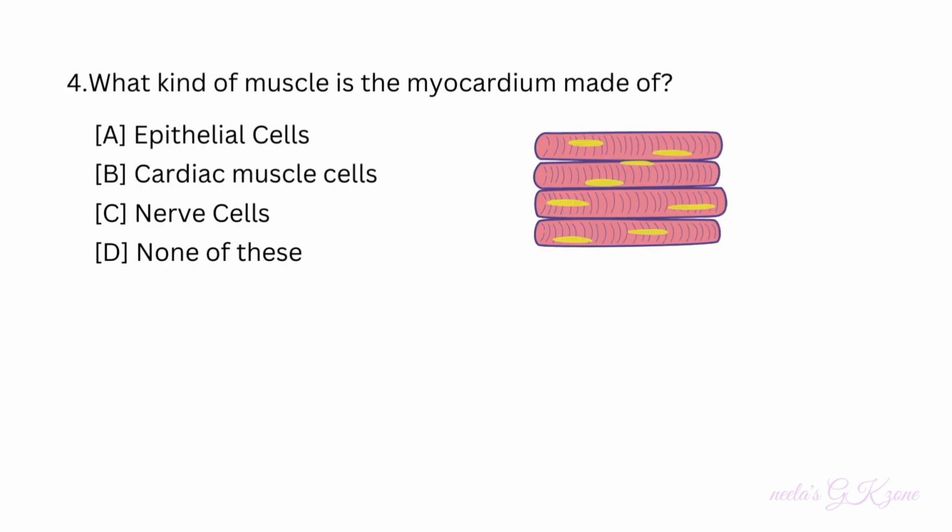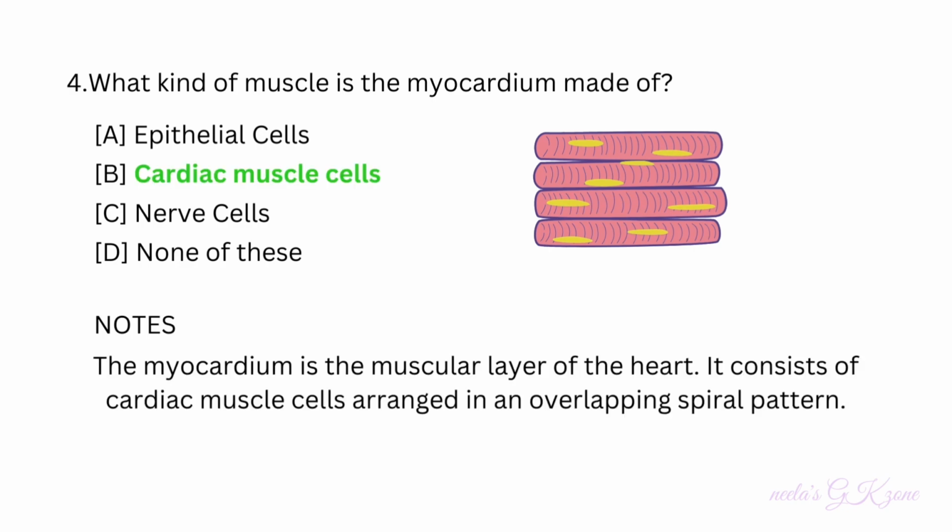And the next question is: what kind of muscle is the myocardium made of? Options are epithelial cells, cardiac muscle cells, nerve cells, none of these. And the answer is cardiac muscle cells. The myocardium is a muscular layer of the heart. It consists of cardiac muscle cells arranged in an overlapping spiral pattern.